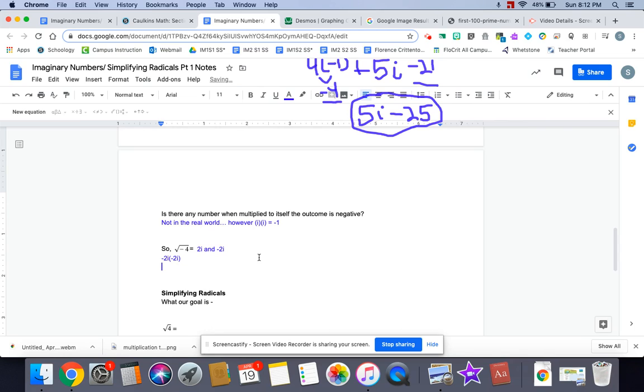The negative times the negative will become a positive. The 2 times 2 will become 4. And the i times i will become negative 1. And 4 times negative 1 is still negative 4. So both of these, both 2i and negative 2i, will give me the answer of negative 4 when I multiply it by itself. So the square root of negative 4 is both 2i and negative 2i.